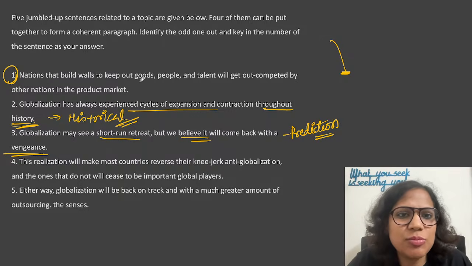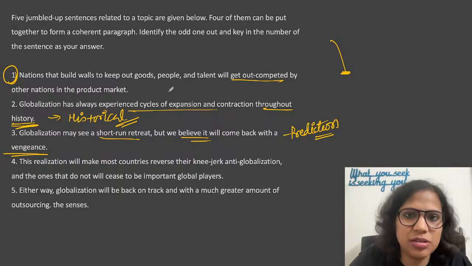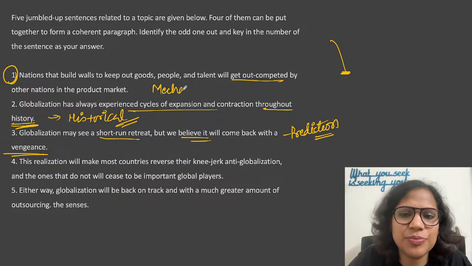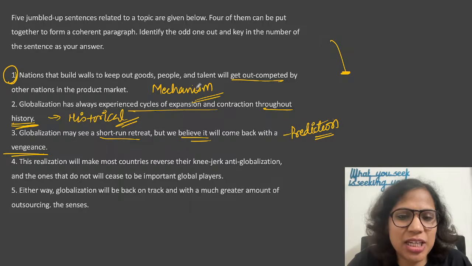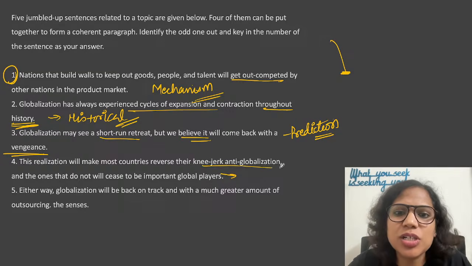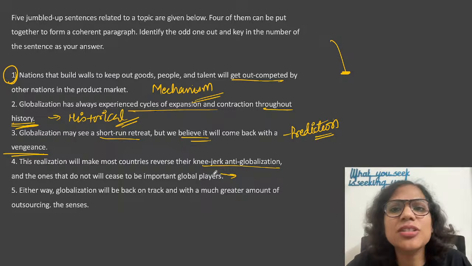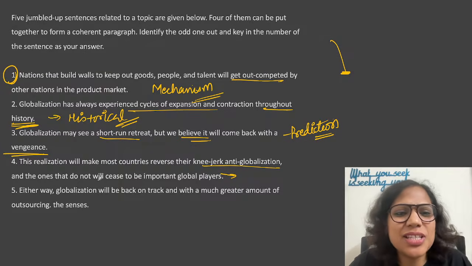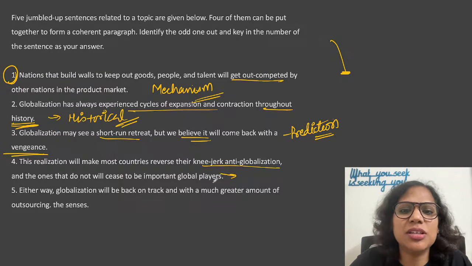See, nations that build walls to keep out goods, people and talent will get out competed. This will be the mechanism, है ना, जिससे ये चीज़ सच होगी कि ग्लोबलाइजेशन वापस आएगी. Then what will then happen? This realization that, see, if we keep out goods, people and talent, we'll lose out. It will reverse their anti-globalization, and the ones that do not will cease to be important global pairs.